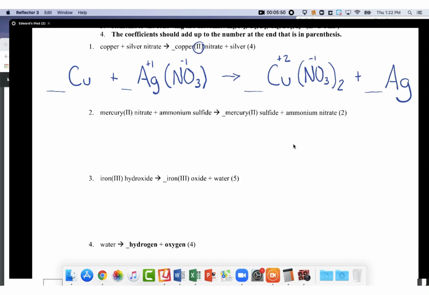Okay, now it's time to balance. Remember when we balance, we find the most obnoxious thing that's different, and it's right here. Copper 2 nitrate. All right, let's start with the nitrates.